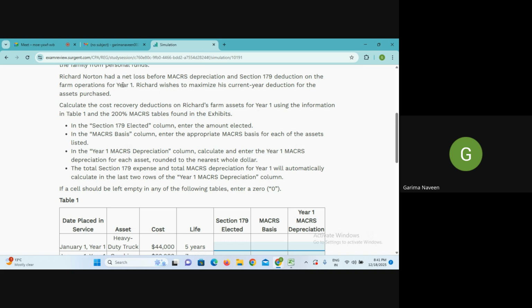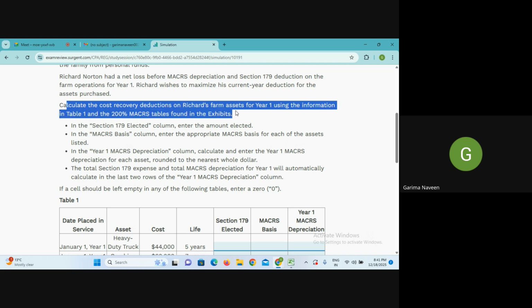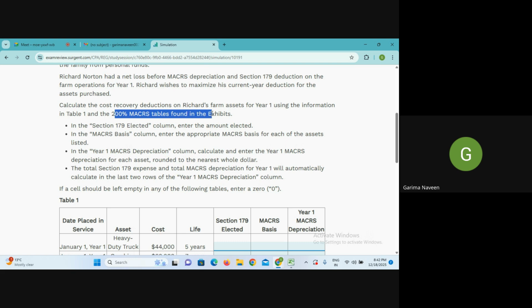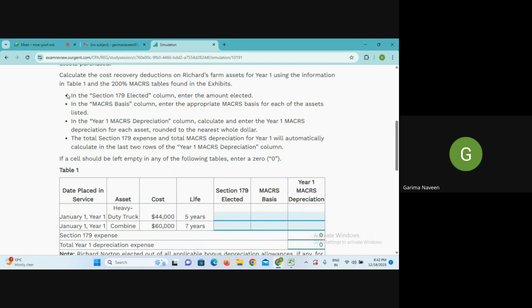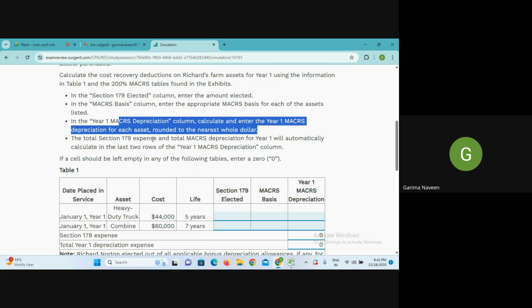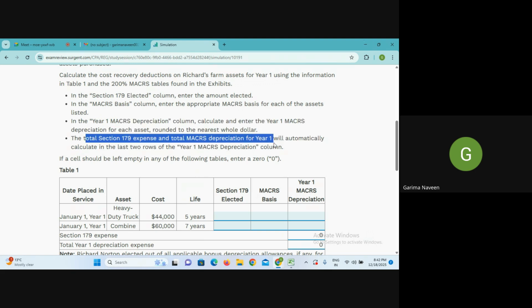Okay. और year 1 में उसके net losses हैं, ध्यान रखना. So in the section, calculate the cost recovery deduction on farm asset for year 1 using the information in table 1 and 200% makers depreciation found in the exhibit. So in the section 179 elected column, enter the amount elected. In the makers depreciation, enter the appropriate makers basis. Then makers depreciation column में आपको calculate करना है basically depreciation, और total 179 expense and depreciation will automatically calculate in the last 2 rows.